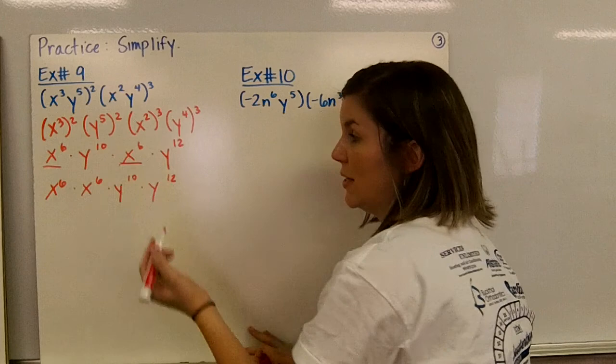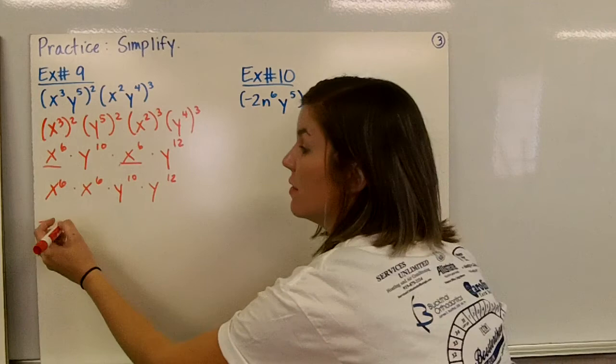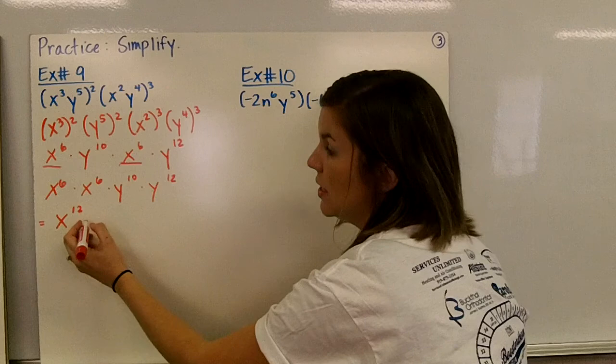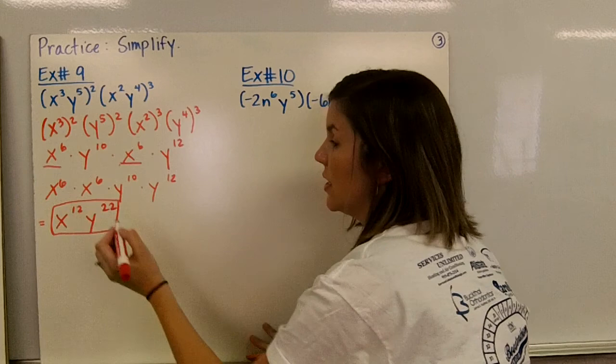And it's easier to see it this way. So if I have like bases and I multiply, that means I add my exponents. So 6 plus 6 gives me 12. Keep the base. Add the exponents. Y to the 10th times y to the 12th. So I have y as my base and add my exponents. 10 plus 12 is 22. So try not to get the two rules confused.